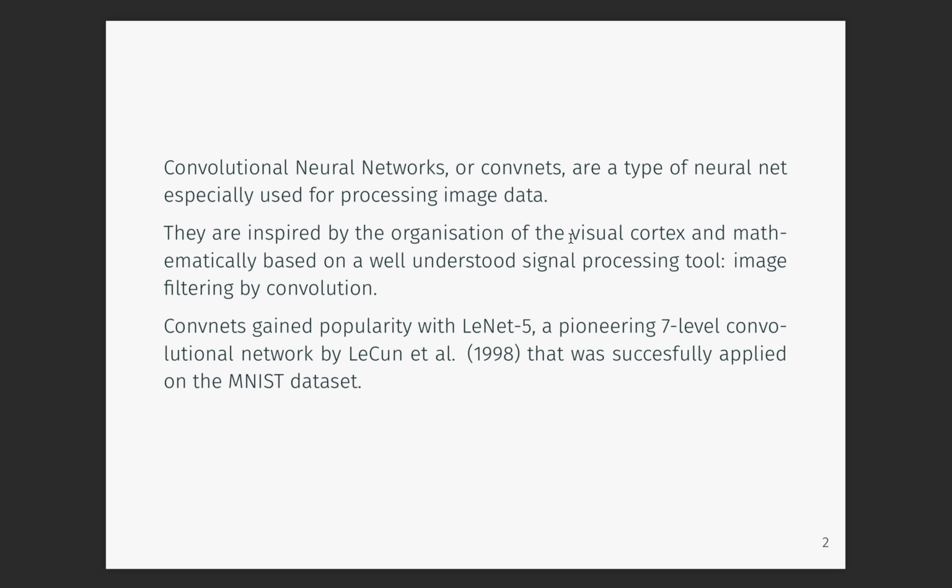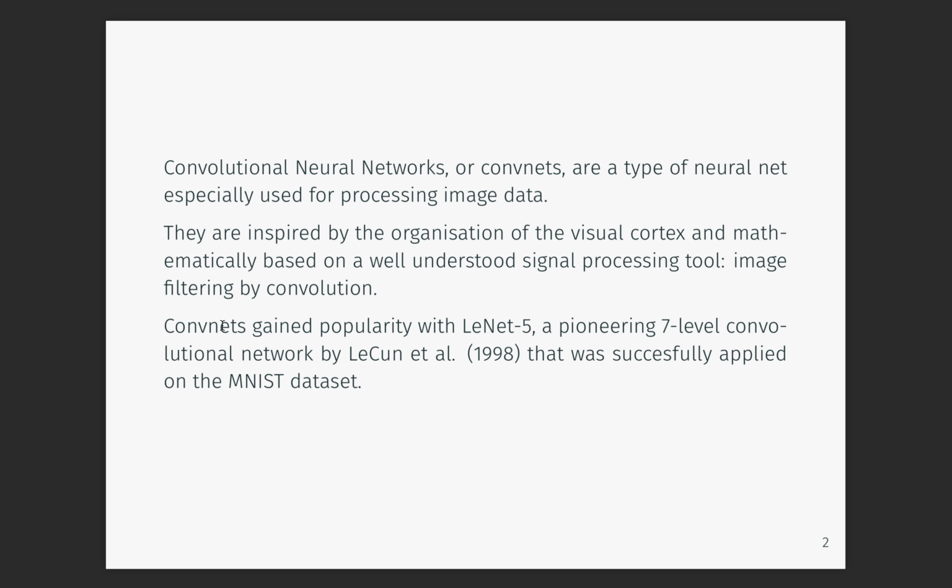If you look at the visual cortex, which is in between the higher level functionalities of your brain and your eyes, this part does a lot of operations, and we know these operations are similar to image filtering by convolution. Some of them we know are related, for instance, to a type of filter called Gabor filters.